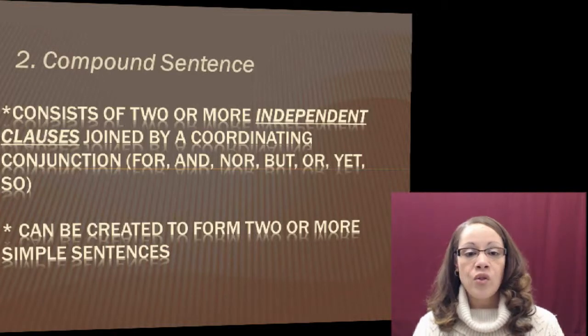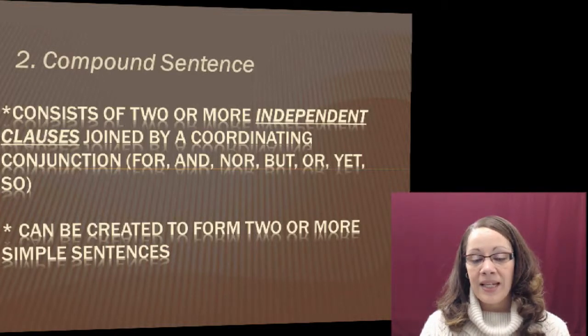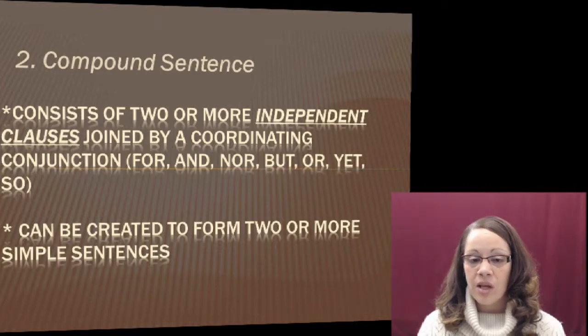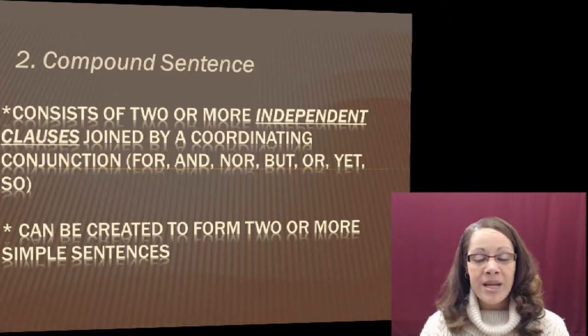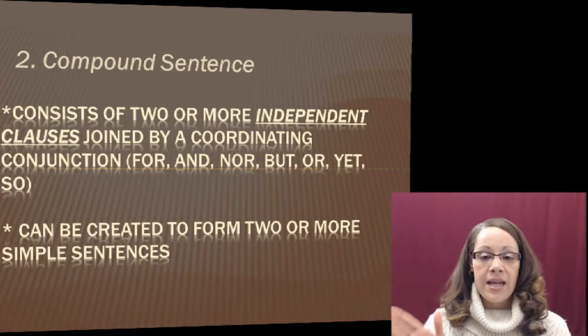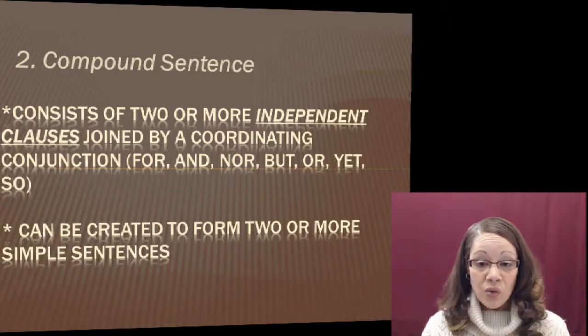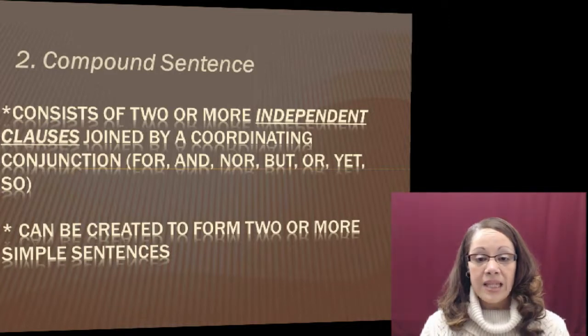It consists of two or more independent clauses joined by one of our coordinating conjunctions. Now remember, an independent clause has a subject, it has a verb, it expresses a complete thought. In a compound sentence, we have two independent clauses. These two independent clauses, or sentences, are joined by a coordinating conjunction.